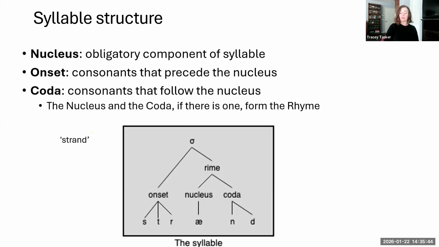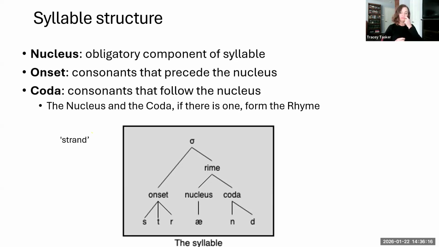The onset is what comes before that vowel, so that would be the consonant cluster STR. And then the coda is the consonants that follow that vowel. In this case, for the word strand, it's going to be the ND. So the nucleus and the coda themselves form what's called the rhyme. And in this case, R-I-M-E, not R-H, right? So it's spelled differently, but similar concept.